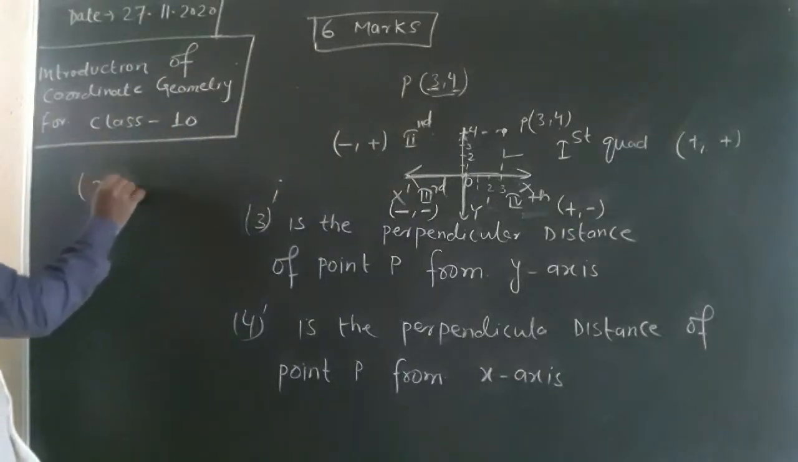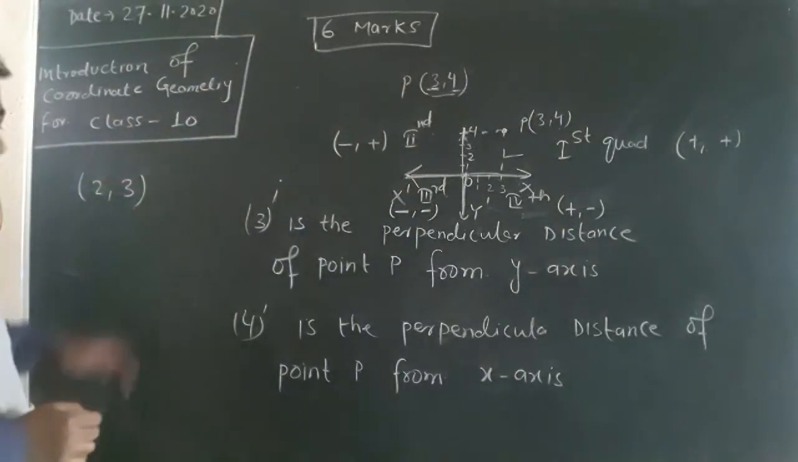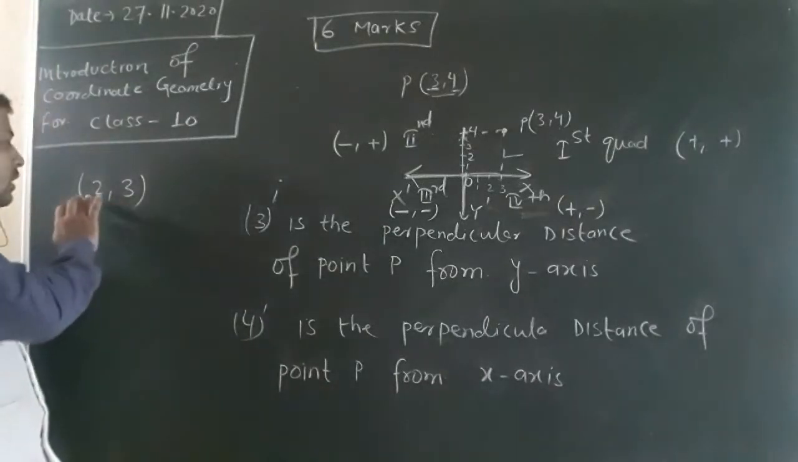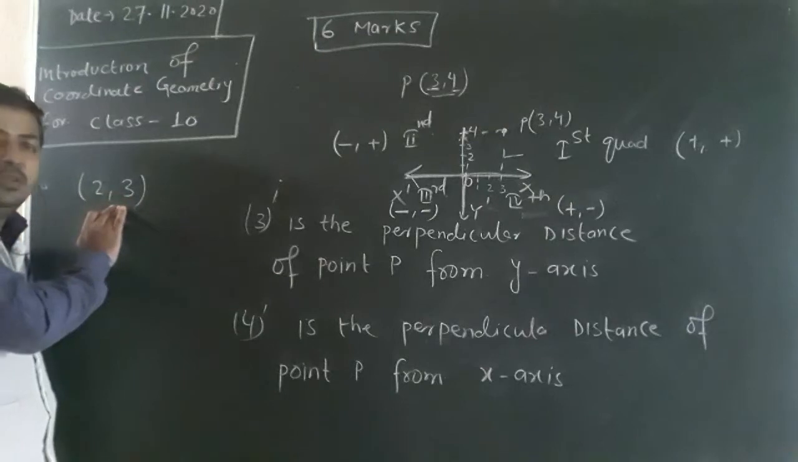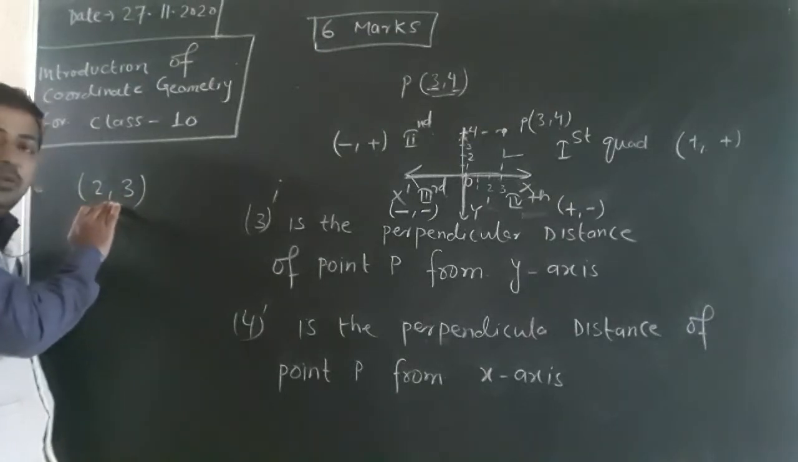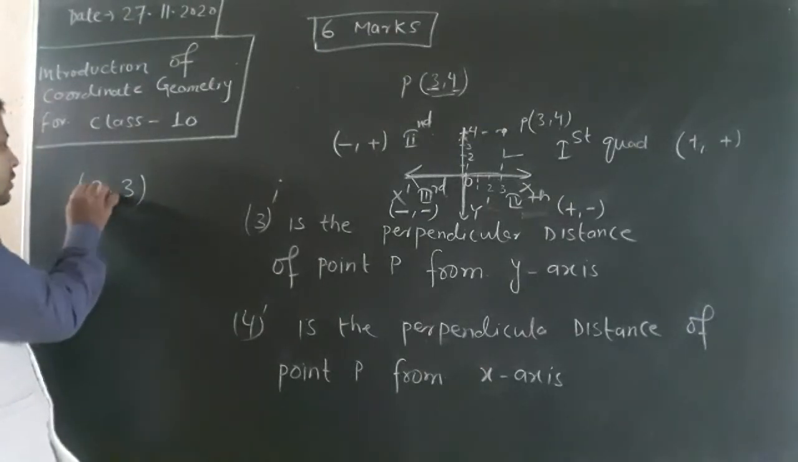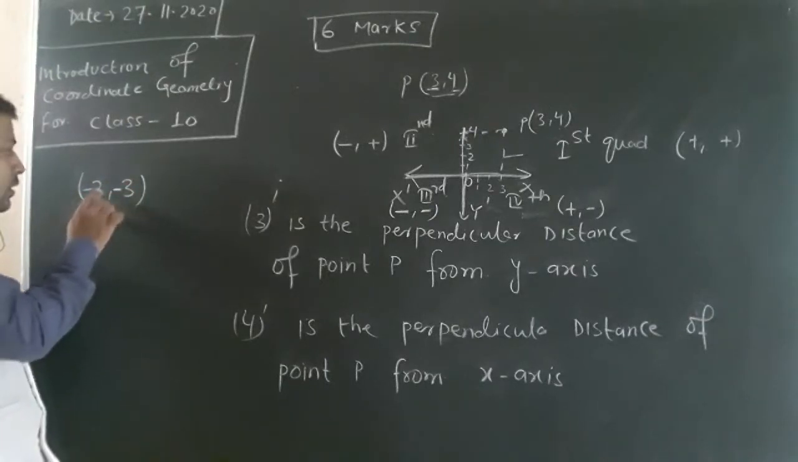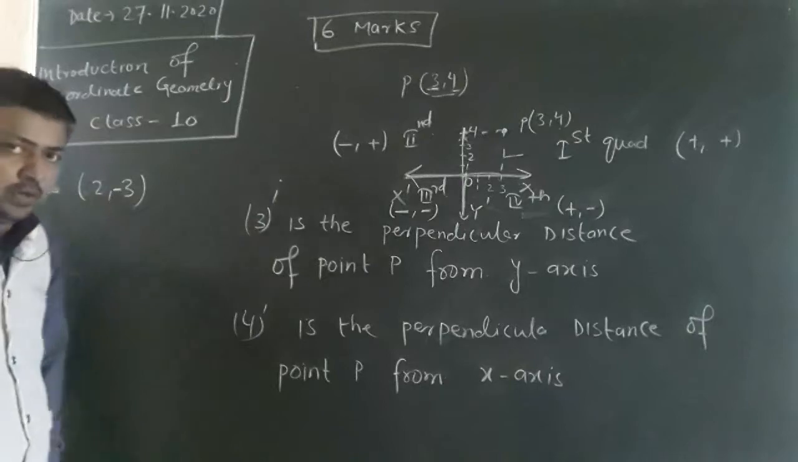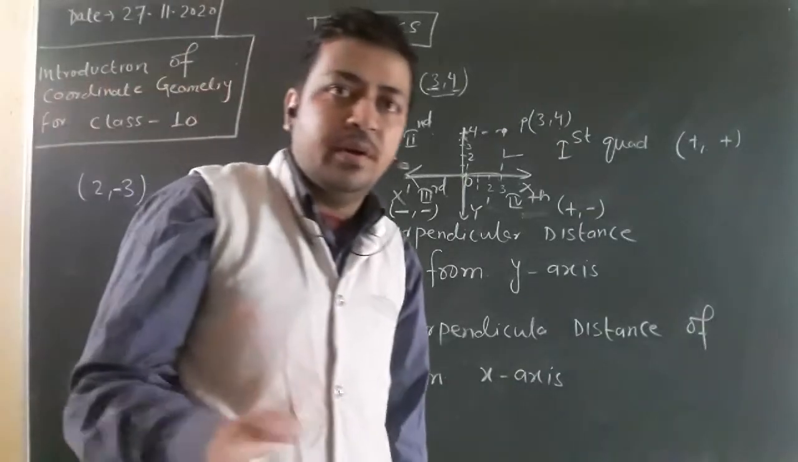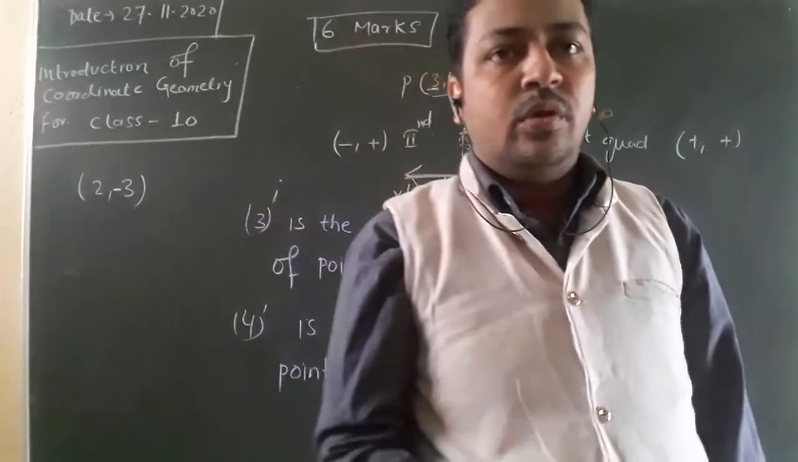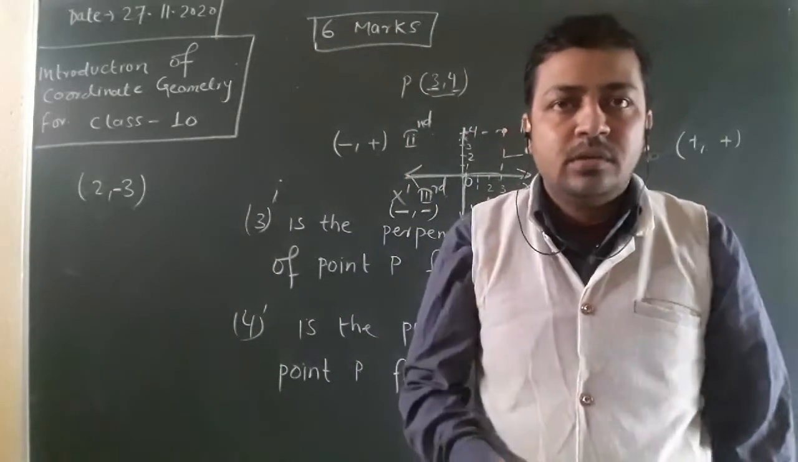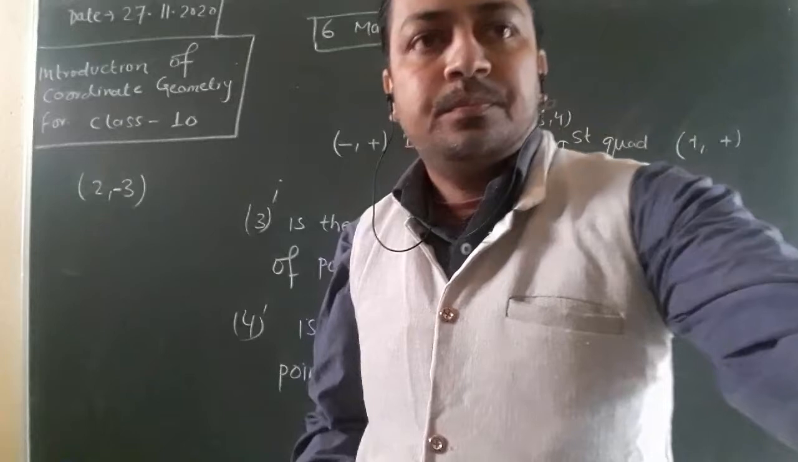Suppose the point is (2, 3), and someone asks you which quadrant this point goes in. Since x is positive and y is positive, this point will go in the first quadrant. Similarly, other points will go in the second, third and fourth quadrants. As per the sign convention, you can predict in which quadrant a point is located. This is the basic introduction you have studied in class 9.